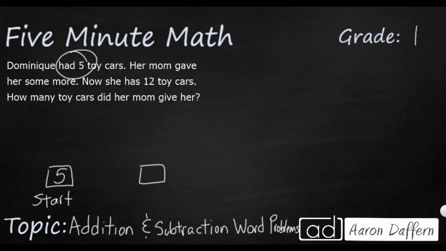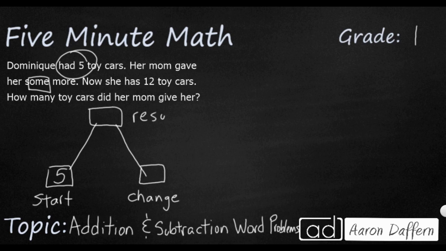And then what is our change? What happens to change that initial quantity of 5? Well, we don't know, it's this sum. So that's our missing number. And then if you put those together, you're gonna get the result. What does she have now? Well, her mom gave her some more, so she has 12.